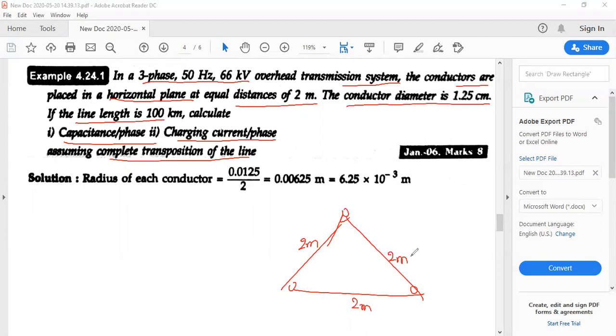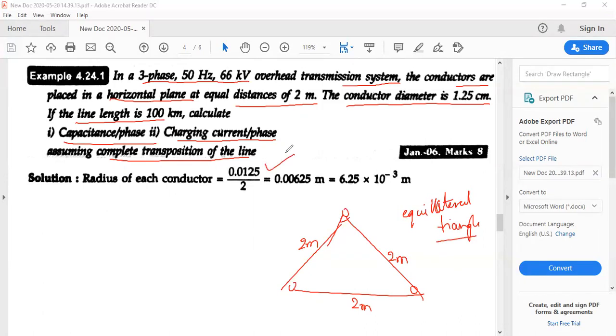So what type of triangle is it? It's an equilateral triangle. So equilateral triangle, you might get it. So three conductors form an equilateral triangle of side 2 meter, which is generally a three-phase system. You can ask the question in that type also.